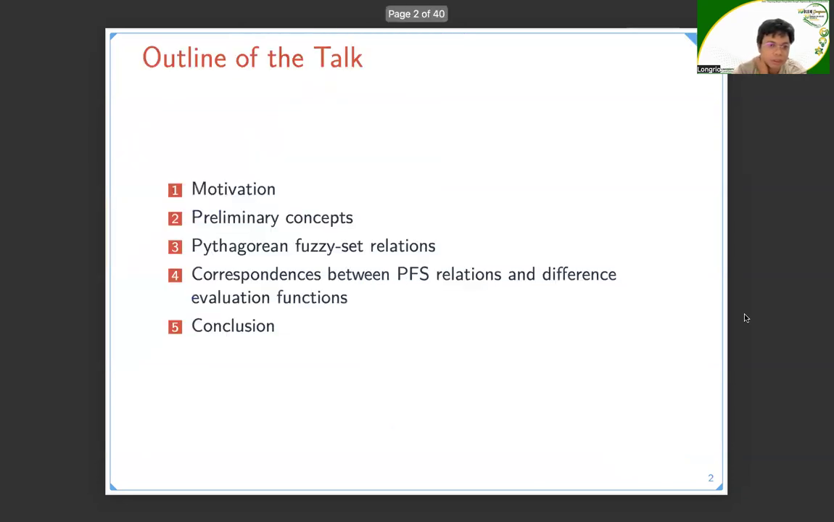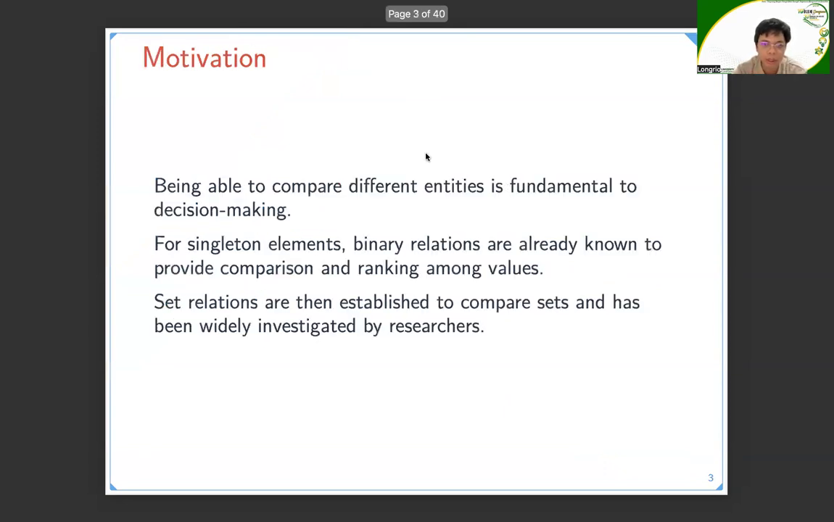Here's the outline. Now, being able to compare different entities is fundamental to decision making. For singleton elements, binary relations are already known to provide comparison and ranking among values. For example, less than or equal to, greater than or equal to, we can use it to compare numbers such as 5 and 6 and 10 and 100. Set relations are then established to compare sets and has been widely investigated by researchers.